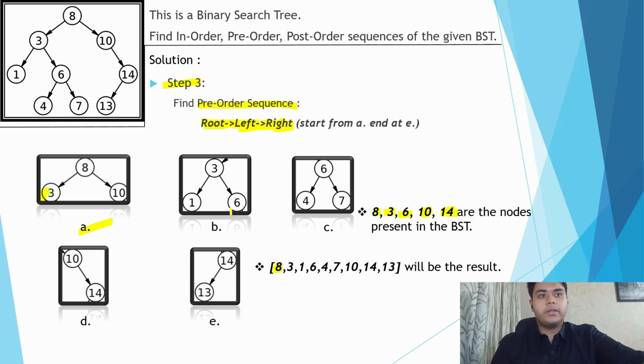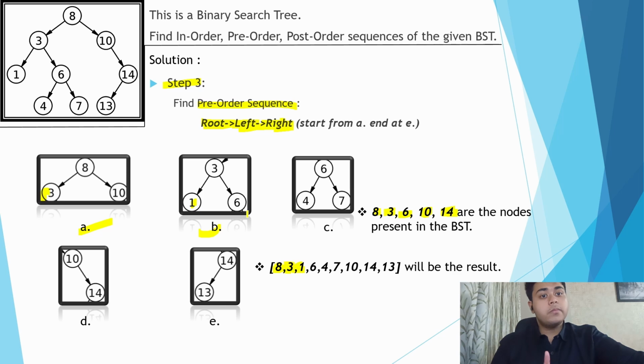But there's a problem here. Now 3 is a node. We will go to the image of 3 now, which is B. Now in B we will follow the pre-order sequence again, which is root, left, right. What is the root in B? 3 is the root in B. We wrote 3. Left of B is 1, so we wrote 1. Then right in B is 6.